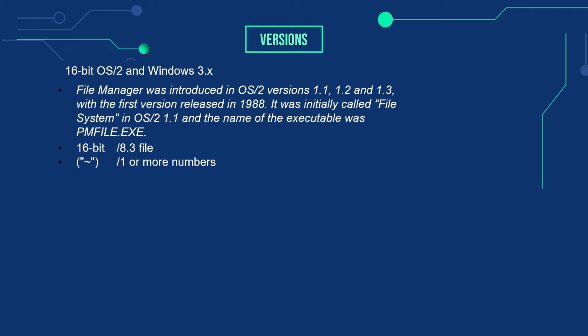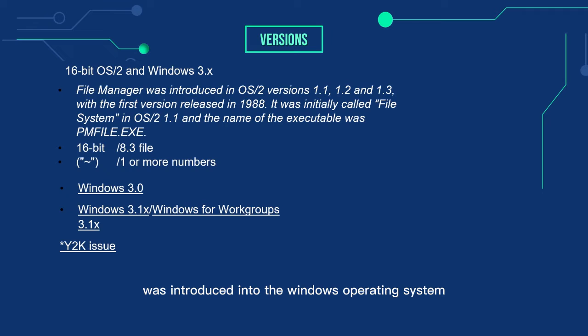The 16-bit version of File Manager was introduced into the Windows operating system starting with Windows 3.0 in 1990. In the 16-bit version distributed with Windows 3.1, the Windows Workshop installation had a Y2K issue due to lexicographic correlation between date representation and the character set.